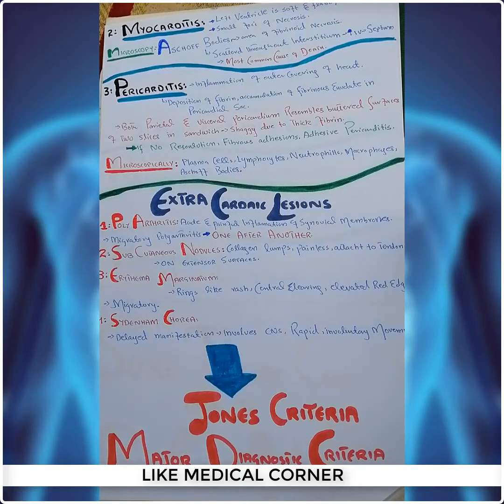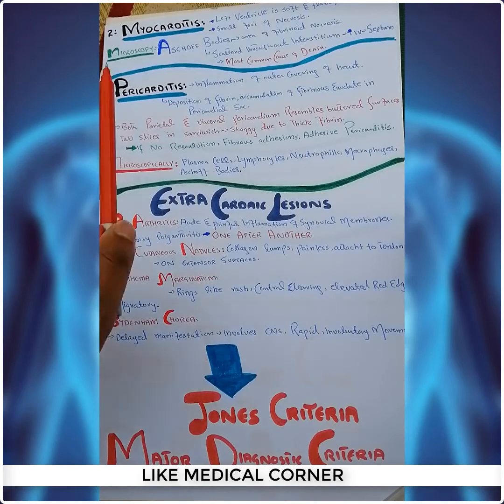So the last one in cardiac lesions is pericarditis, as it is the outermost covering of the heart. So pericarditis is the inflammation of the outermost covering of the heart. What happens in pericarditis is that there is deposition of fibrin, and there is accumulation of fibrinous exudate in the pericardial sac, as the pericardium consists of two layers. One is parietal pericardium, and the second one is visceral pericardium, and there is presence of pericardial fluid in that space.